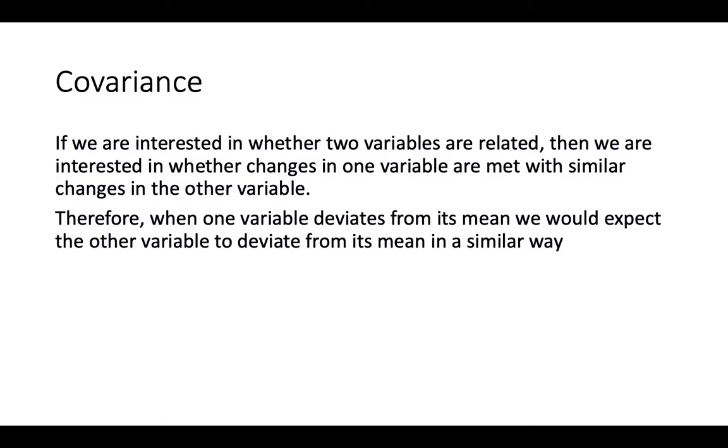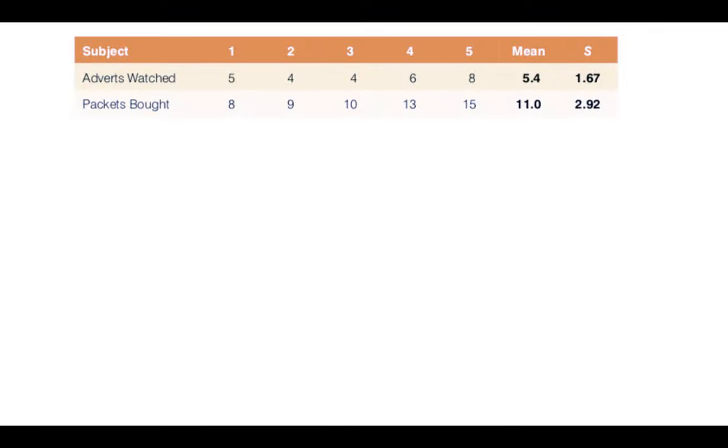So the variance of a single variable represents the average amount that the data vary from the mean. So if we are interested in whether two variables are related, then we are interested in whether changes in one variable are met with similar changes in the other variable. Therefore, when one variable deviates from its mean, we would expect the other variable to deviate from its mean in a similar way.